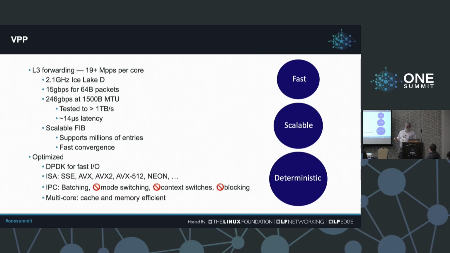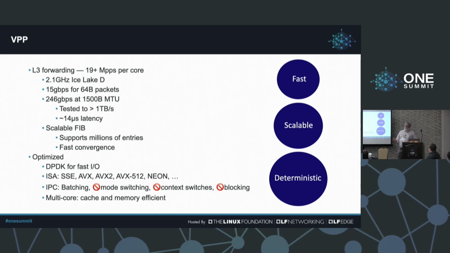The FIB is pretty scalable. It'll support millions of entries. It's got fairly fast convergence times compared to, say, the Linux routing table. Typically, the use is to use DPDK for the NIC drivers for the I/O in and out of the system, but DPDK isn't used anywhere else in VPP. It can take advantage of specialized instructions you have on the platform like AVX, AVX2, Neon on ARM.